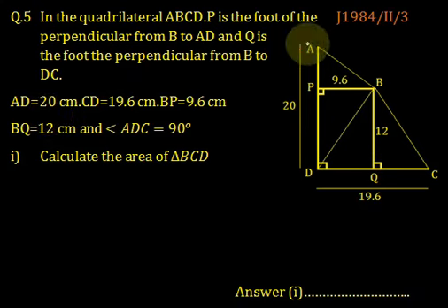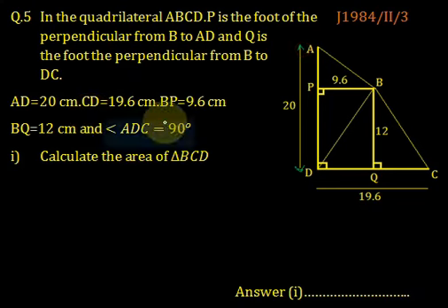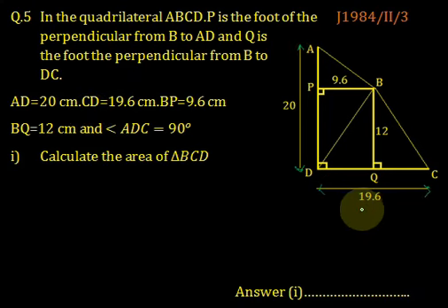AD is equal to 20, the length from A to D is 20. CD is 19.6, the length from C to D. BP is 9.6. BQ is equal to 12 centimeters, and angle ADC is 90 degrees. Calculate the area of triangle BCD.